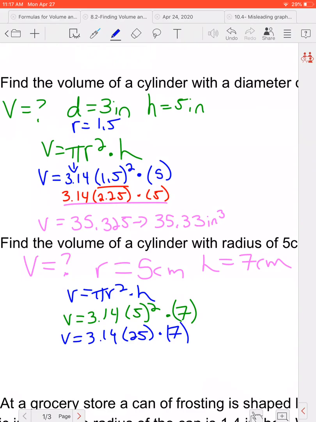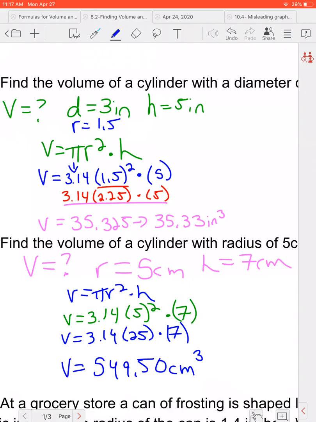I think I typed something wrong in my calculator. 3.14 times 25 times 7. Nope, I did it right. So volume equals 549.5. Now this is rounded to the nearest tenth, so we could tack a 0 on if we wanted to keep the hundredths place going. But then that's going to be centimeters cubed.